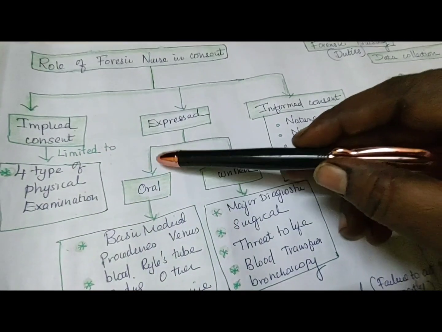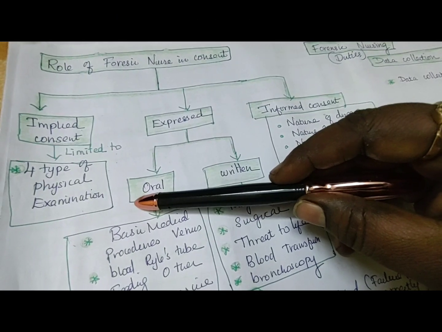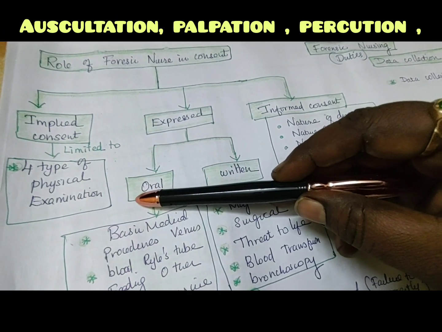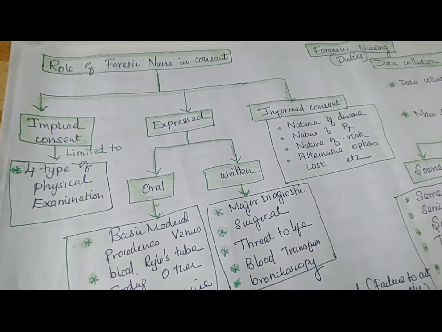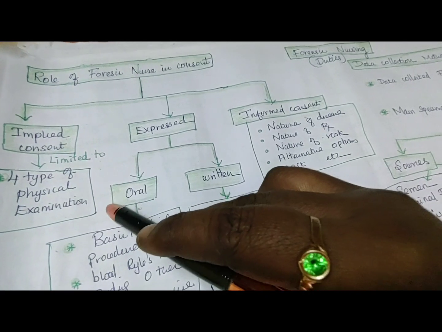First one is implied consent. Implied consent is limited to the four types of physical examination. What are the four types? Auscultation, percussion, inspection, and palpation. So these are the four important observations, and implied consent is limited to those.